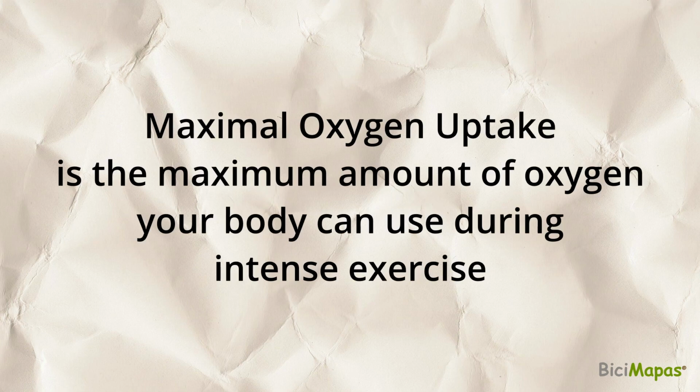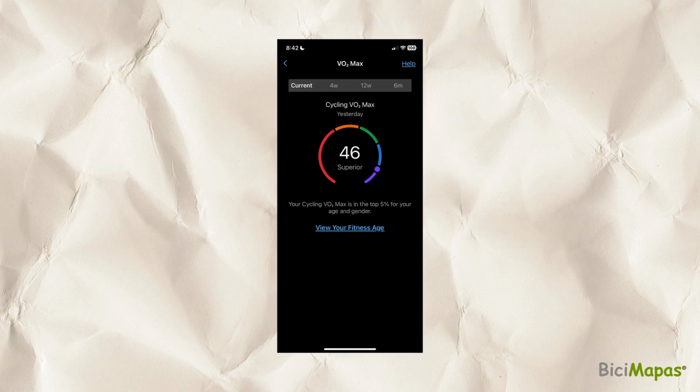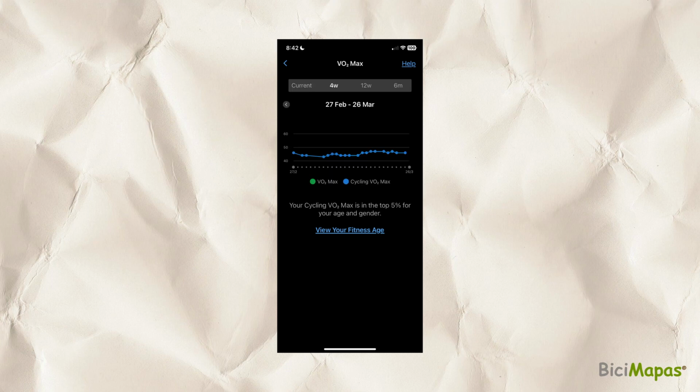VO2 max. Your aerobic engine. VO2 max, or maximal oxygen uptake, is the maximum amount of oxygen your body can use during intense exercise. It's a key indicator of your aerobic fitness and endurance potential. The higher your VO2 max, the more oxygen your muscles get, allowing you to sustain high-intensity efforts for longer.